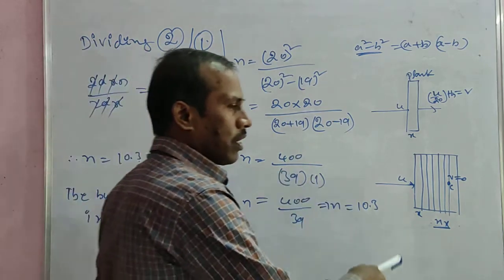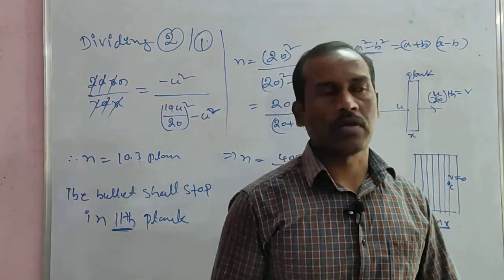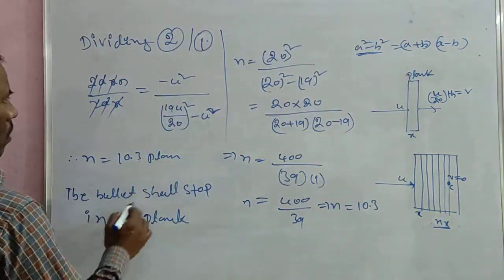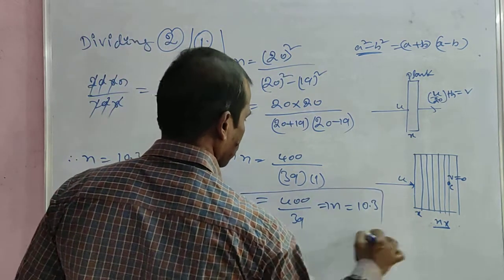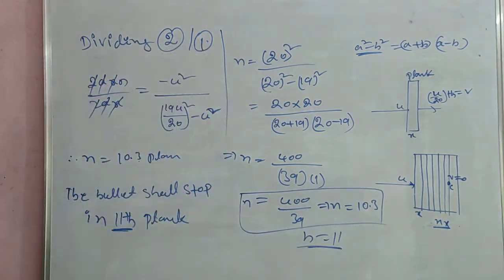అంటే ఎక్కడ అవుతుంది, 11th plank దగ్గర అది stop, rest position కు come to rest. Note this one, this is the answer. So n is equal to the 11th plank. Note this one first of all.